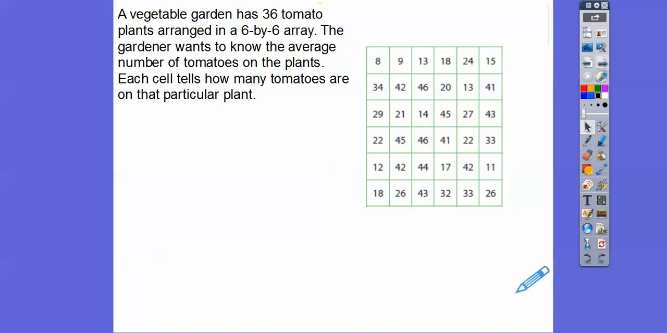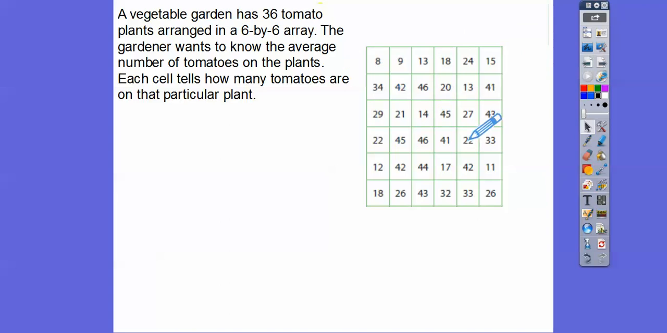Okay, here's a chart, and this chart represents a vegetable garden that has 36 tomato plants arranged in a 6 by 6 array. This tomato plant has 8, this tomato plant has 45. There are 6 rows and 6 columns. Columns go up and down like the posts you see at a coliseum, that's how I remember them, and the ones that go sideways are rows.